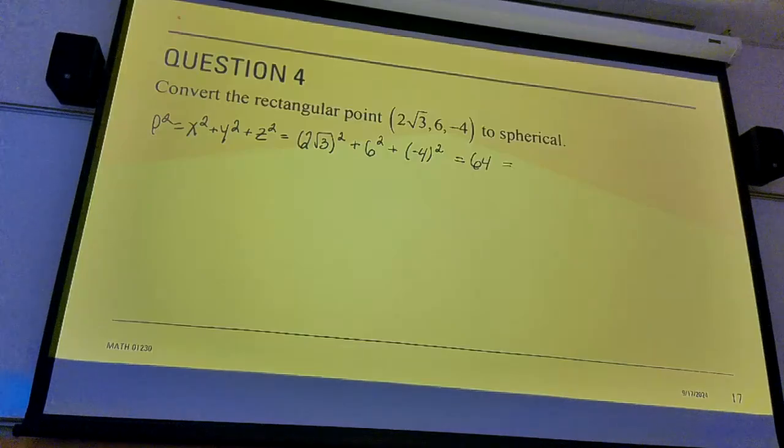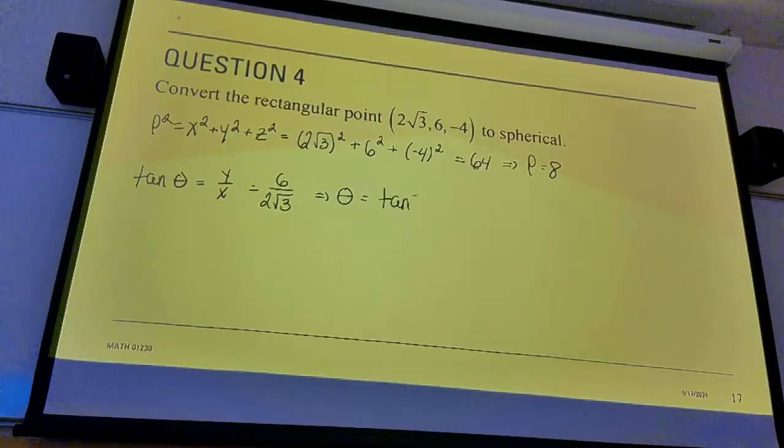What's the next relation? Tan theta equals y over x. Same as with cylindrical. Over 2, 3. And again, I typically just leave it in that form. And then theta would be the inverse tangent, and then decide if I have to add anything to it.